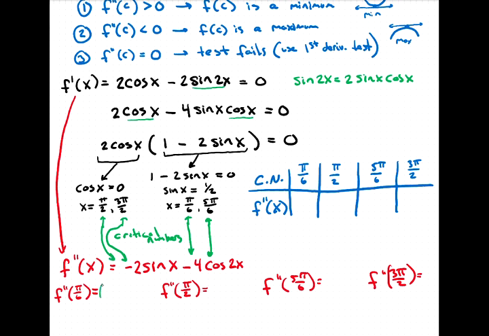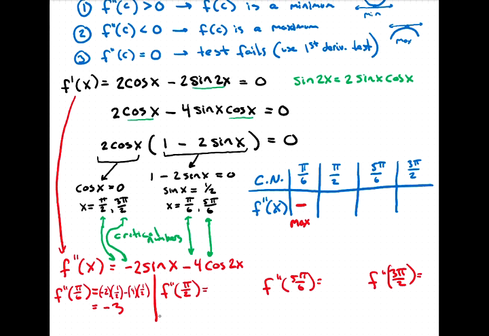well, let's stick with the red. That will be a negative 2 times the sine of pi over 6, minus the 4 times the cosine of 2x. So the cosine of 2 times pi over 6 is the cosine of pi over 3, which is 1/2. So if we plug pi over 6 into our second derivative, we get negative 3. So the second derivative is negative, which means we have a maximum value occurring at x equals pi over 6.